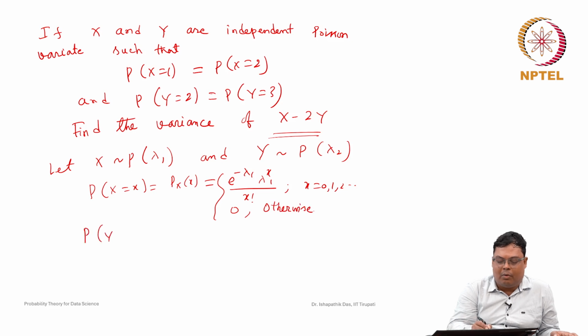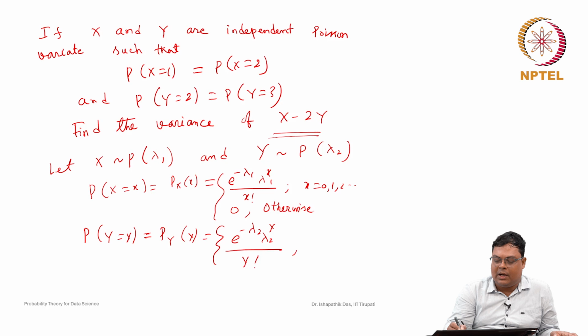Now, the probability that Y equals y is p_Y(y), which is e to the power of minus lambda 2, lambda 2 to the power y by y factorial, whenever y is 0, 1, 2, and so on, and equal to 0 otherwise. So, these are the probability mass functions for X and Y.